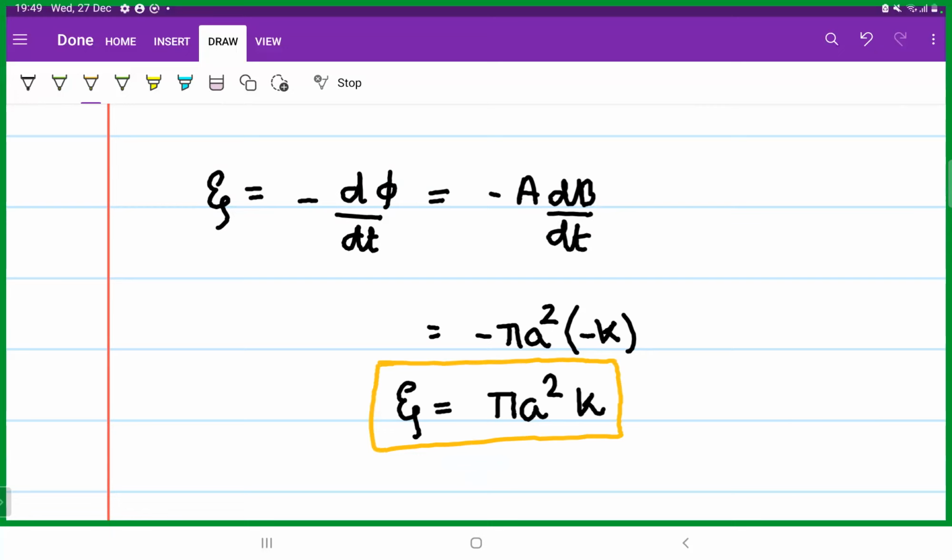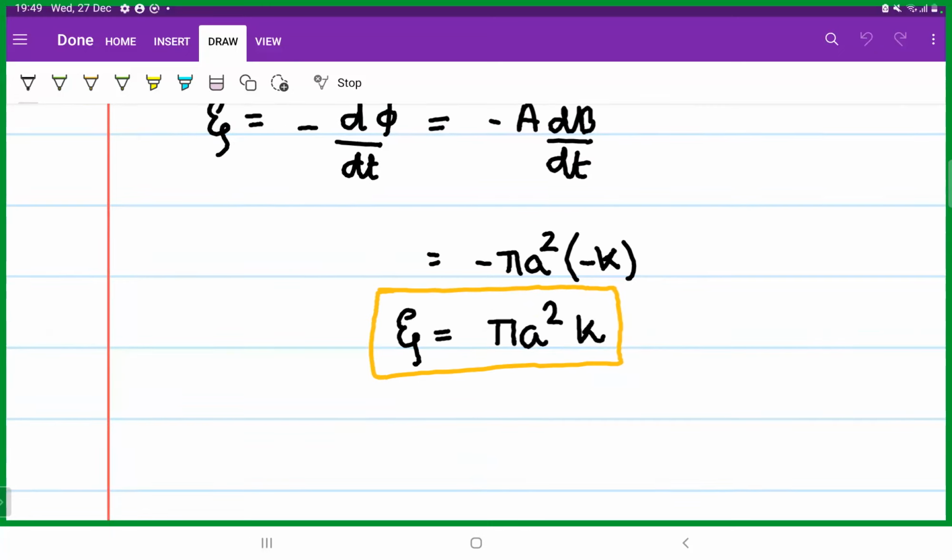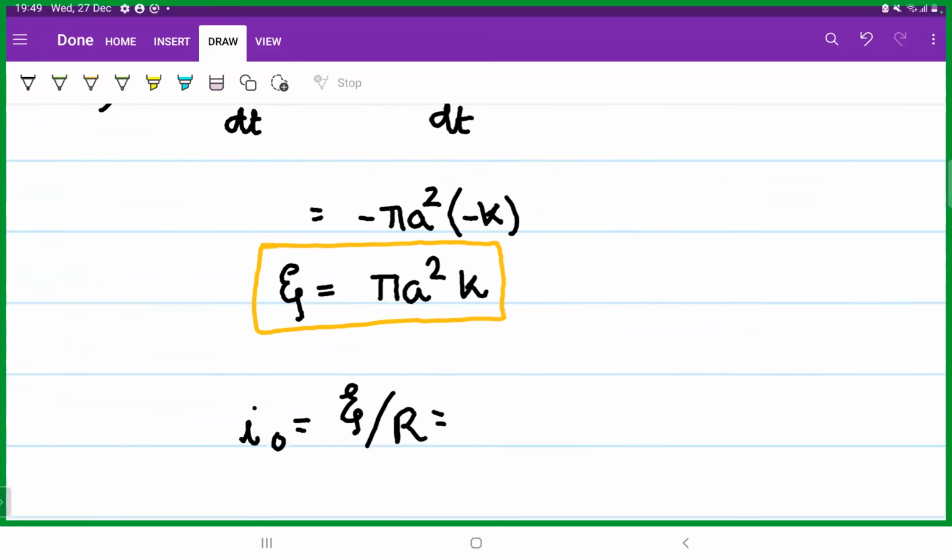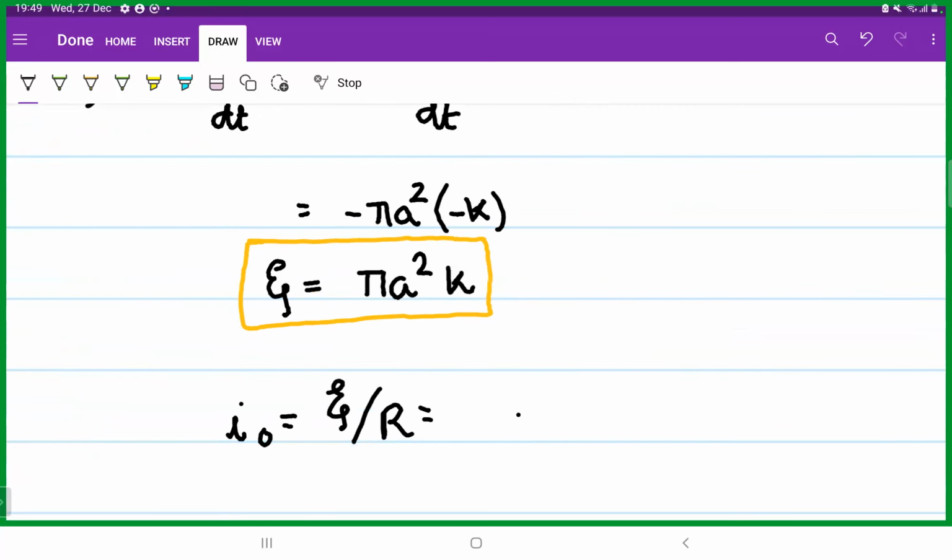So the maximum current which can be in this loop, let's consider that to be I naught, will be equal to E by R. This is the maximum current. So this will be πa²k by R.